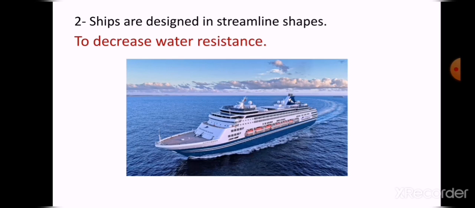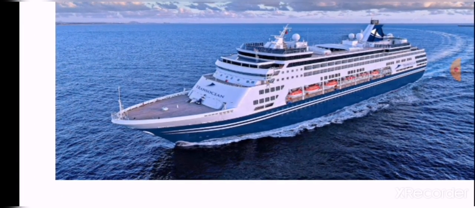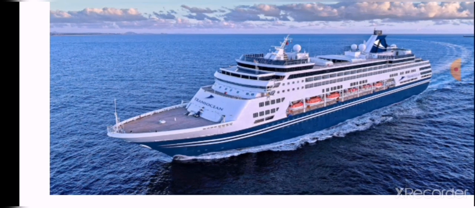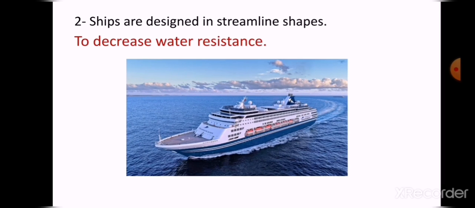And number 2, the ships are also designed in a streamlined shape. All the ships are designed like this, in a streamlined shape. Why? To decrease the surface area, so the water resistance decreases.